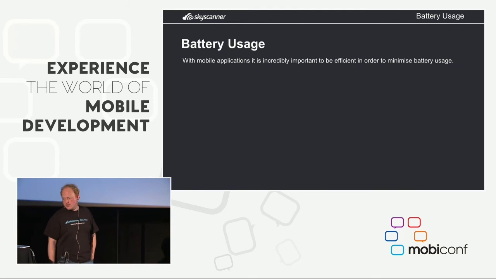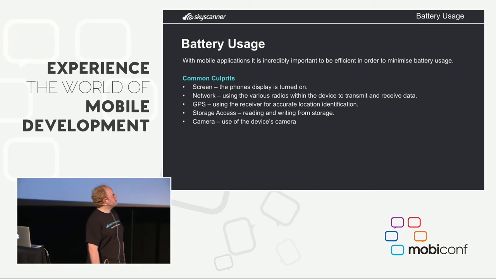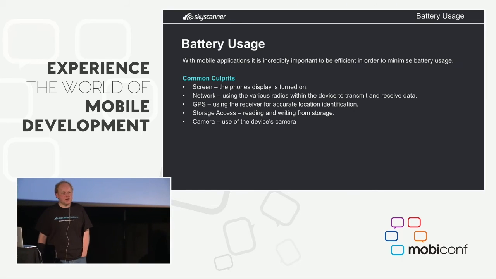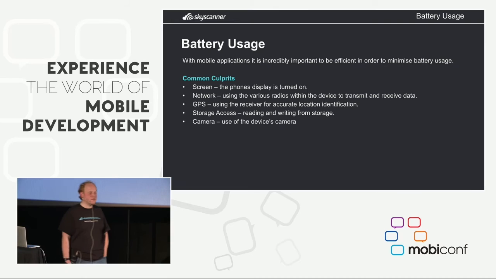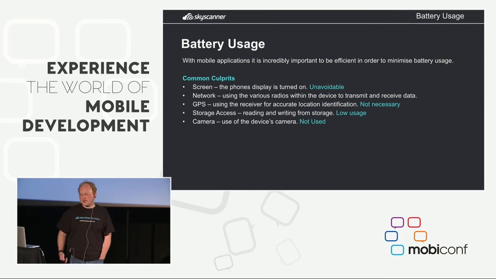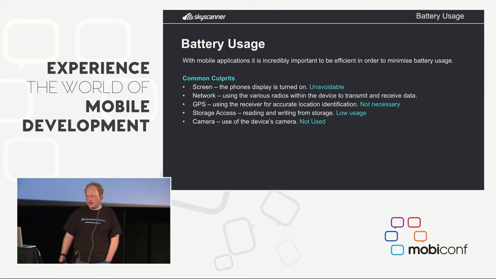With mobile applications, it's incredibly important to be efficient. And you think about the different culprits that kill battery life on a device. The screen, the network, the GPS, storage, camera, these are all things that use energy at different times of day. Now, of these, in our particular app, we have to focus on the ones we can control. The screen is in use because people are using our app. We can't avoid that. We don't leave the screen on. We don't affect the OS to change people's settings. So we can't really do much about that.